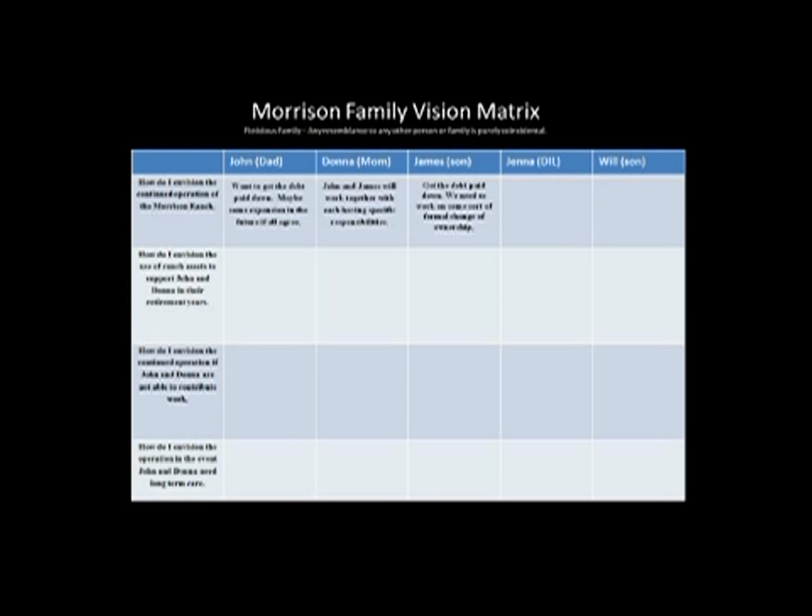So the oldest son says, yeah, he wants to get the debt paid down just like Dad. But he says we need to work on some sort of formal change of ownership. And this is a big red flag because he's worked out there year after year after year with only the verbal promise from Dad that he's going to end up inheriting that place someday. But there's no paper to back it up. And I will tell you right now that you can make as many promises as you want, but a promise is not a promise until it's written down, signed, and notarized. Then it is a promise. Anything short of that is not.